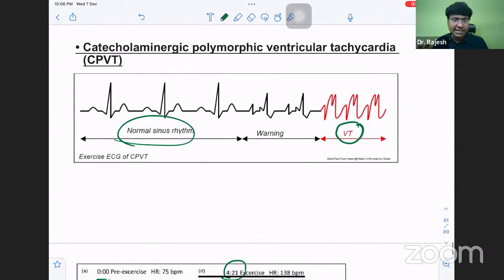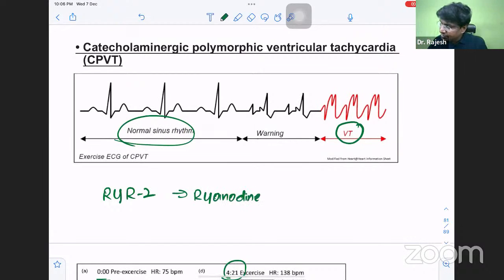What is the important etiology responsible for catecholaminergic polymorphic ventricular tachycardia? That is mainly due to gene mutation, and the gene which is mutated is the RYR2 gene. This RYR2 gene encodes a protein included in an ion channel called the ryanodine receptor. So you can diagnose this by exercise tolerance test, and you can confirm this by genetic testing.